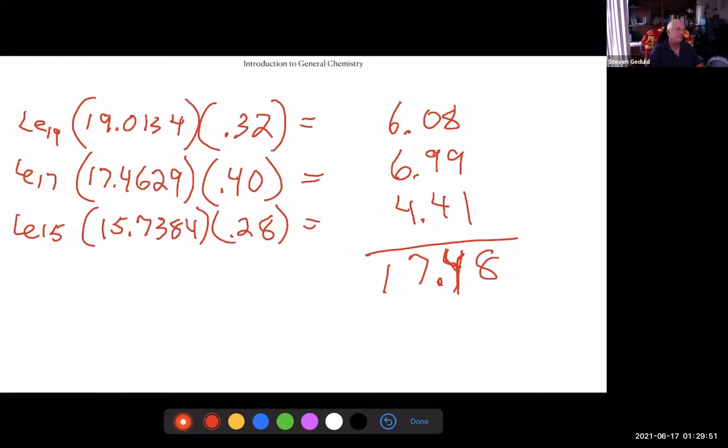I'll give you an element. I'll give you the percentages. I may only give you 2 percentages because then you can figure out the rest of it. And I'll give you the weight of each one. And you should tell me the average atomic mass of that element.